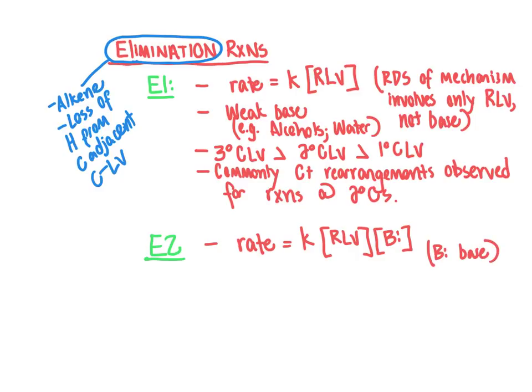And so we would say that this rate follows first order kinetics with respect to both the molecule bonded to the leaving group as well as the base. Typically with an E2 reaction, what we'll see is that rather than a weak base being involved in this mechanism, instead it's typically going to be a strong base. And when we talk about strong bases, we're typically talking about relatively unstable anions.